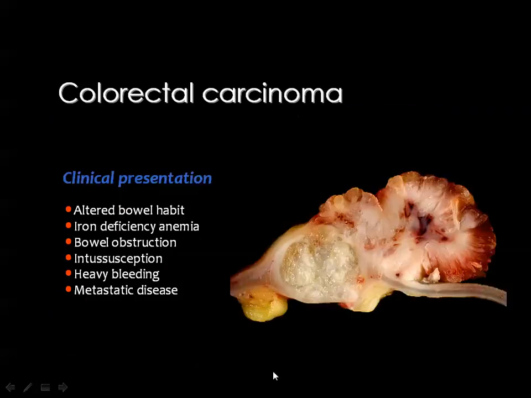The clinical presentation is usually by altered bowel habit, iron deficiency anemia due to occult blood loss, and bowel obstruction if the tumor is large. Intussusception, where the tumor acts as a leading point for the intussusception, and maybe massive bleeding, and sometimes the presentation is by metastasis.